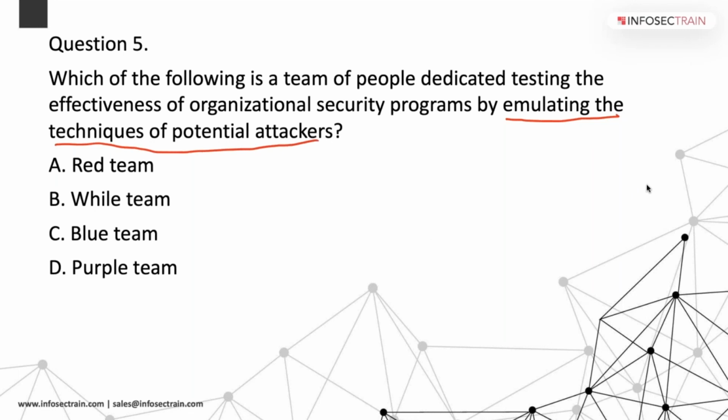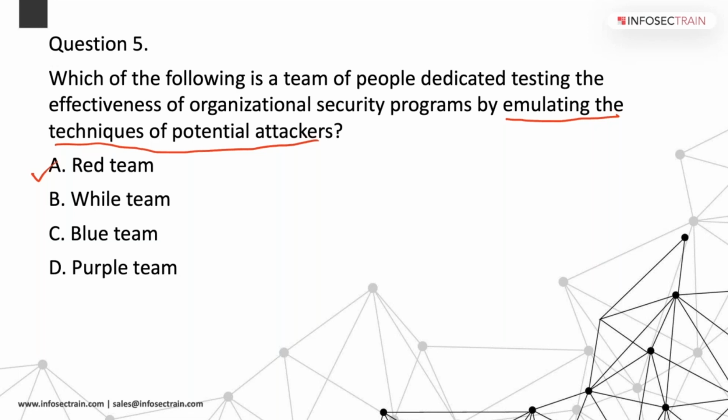These kinds of lines are going to be your hints in the exam as well. It is going to be the red team, which will be emulating or behaving like a potential attacker. Blue team is the opposite, the defender. If red team is the attacker, blue is going to be the defender. These are the things we have to keep in mind.